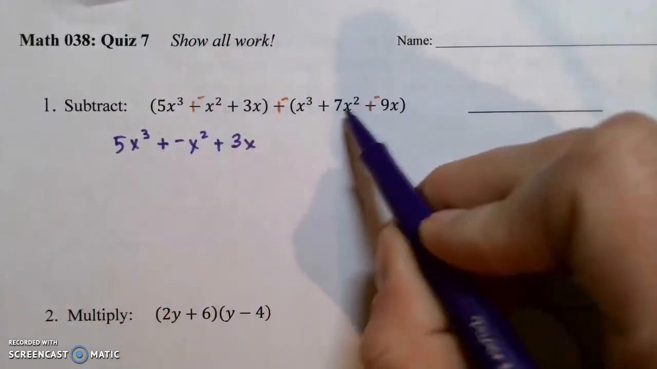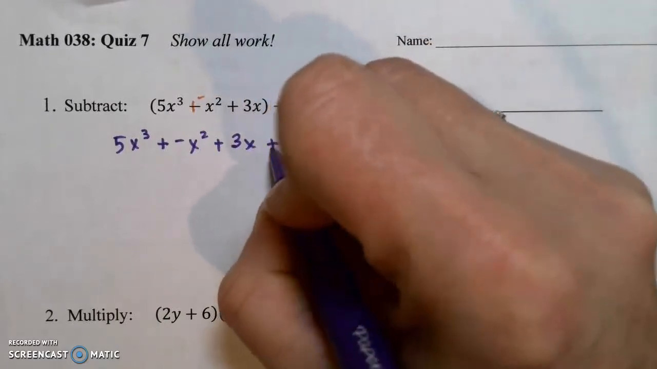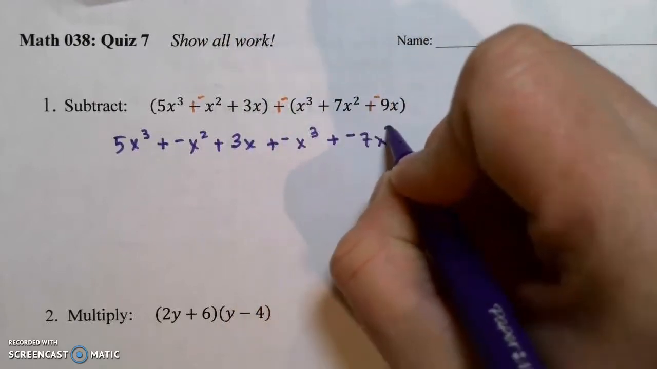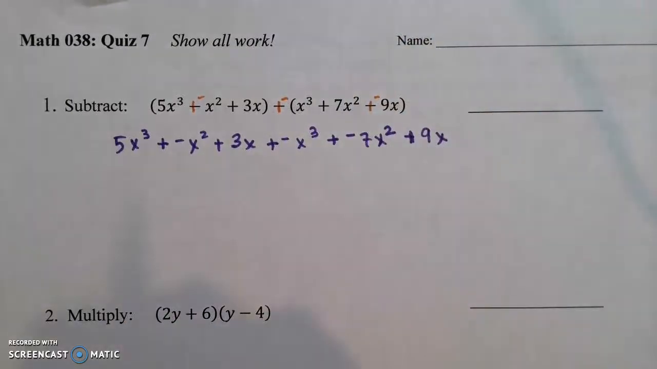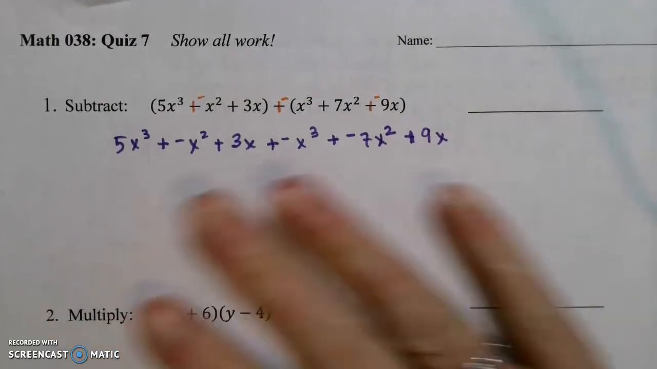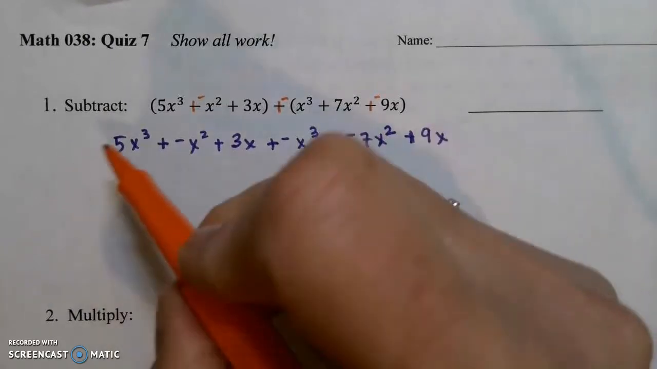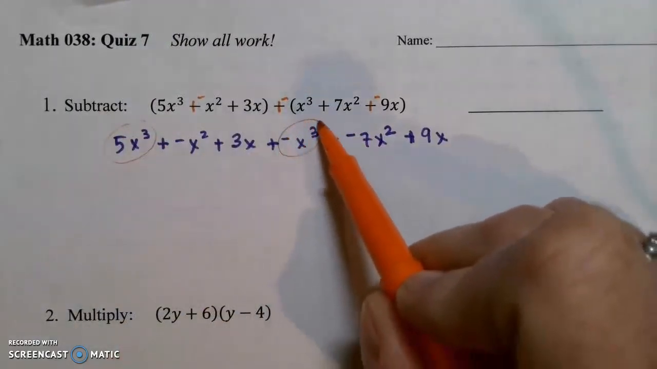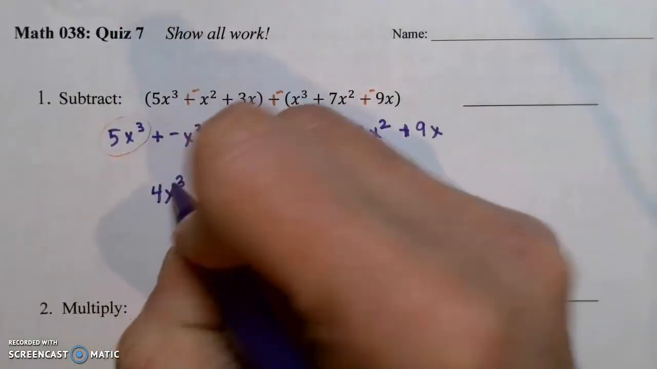And then see each thing inside the second set of parentheses, we're just going to change the sign. So it was a positive x cubed, so now it's going to be negative x cubed. It'll be a negative 7x squared, and then a positive 9x. And once we have done that, now it's all addition. We can shuffle things around to find the like terms. So if I look at the x cubed, there is another x cubed term. When I add those two together, we'll get 4x cubed.